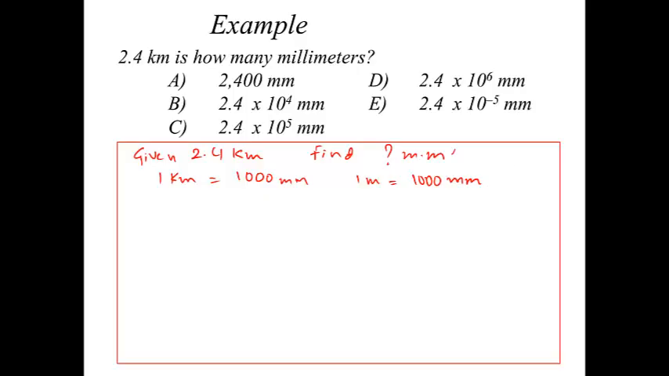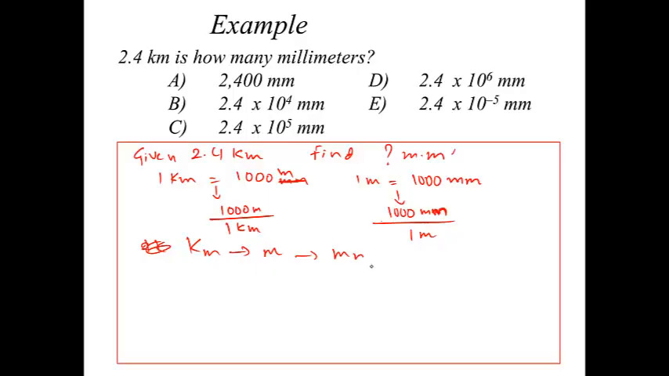Now we have to arrange conversion factors. Remember, you are in kilometers, you need to cancel kilometers. So my conversion factor from this is going to be 1000 meters divided by 1 kilometer. In the second one, I have to cancel the meters and go to millimeters. So it's 1000 millimeters divided by 1 meter. Now let me create a solution map. Solution map is going from kilometers to meters to millimeters.